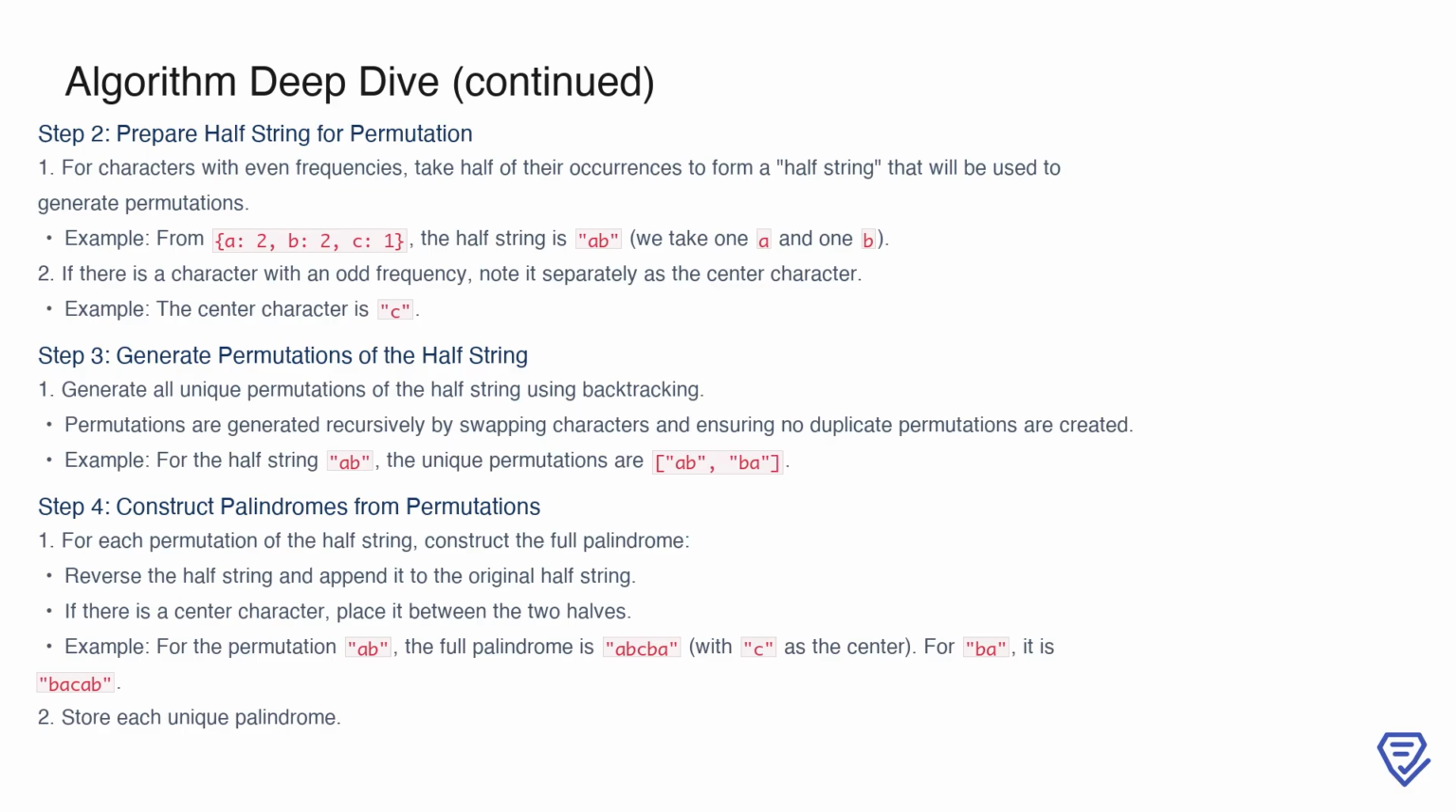Backtracking ensures that we avoid duplicate permutations by systematically exploring all possible arrangements. For the half string AB, the unique permutations are AB and BA. These permutations will serve as the foundation for building the full palindromes.